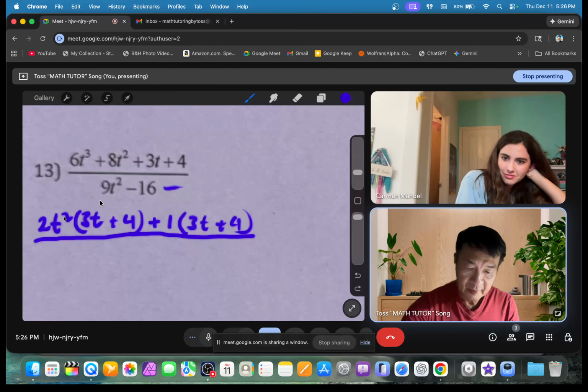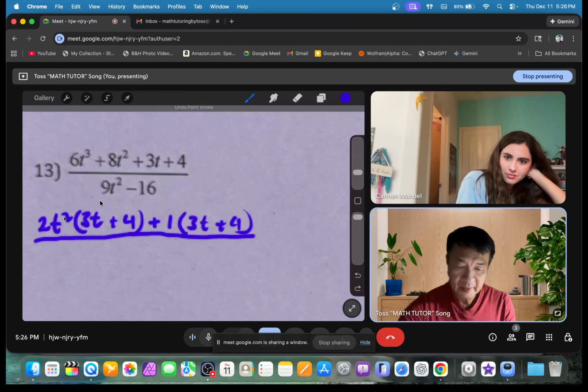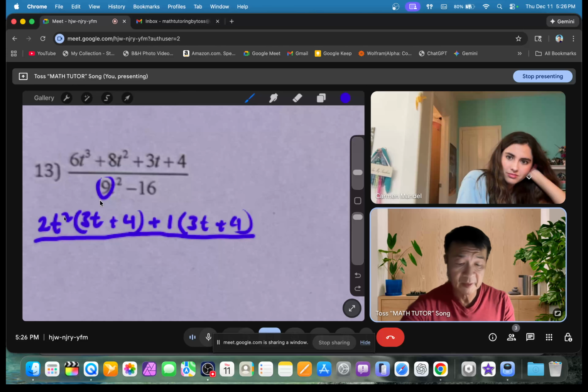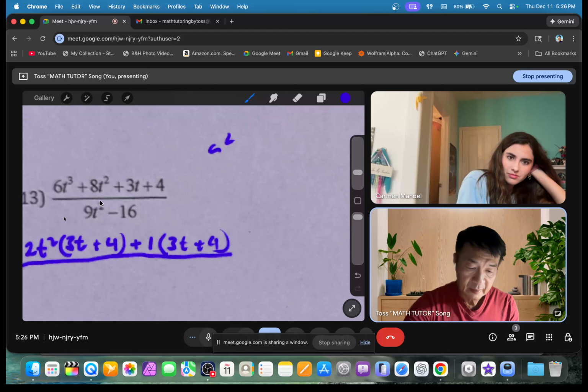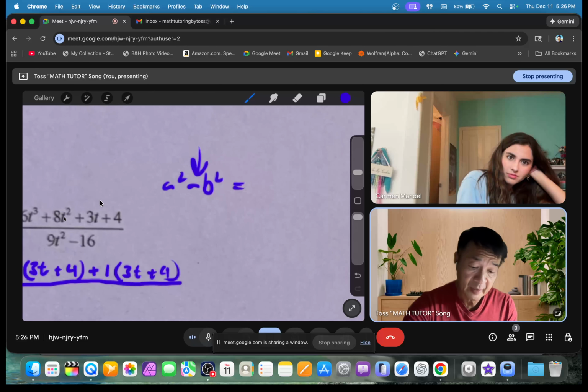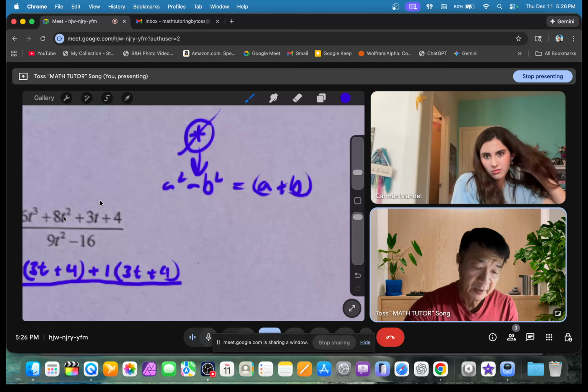this denominator, if you recognize 9 and the 16 to be perfect squares, that means you have to apply the difference of squares formula. There's only a minus, okay? There's only the difference. There's no plus. There's no such thing as a plus one. So if you remember, a squared minus b squared is the same thing as a plus b, a minus b. It doesn't matter which one first.